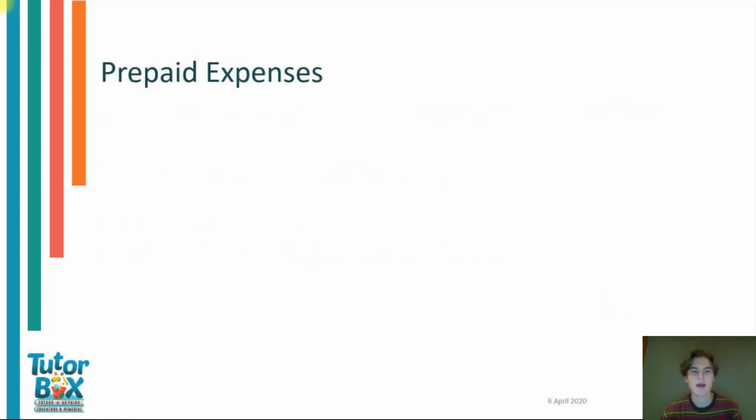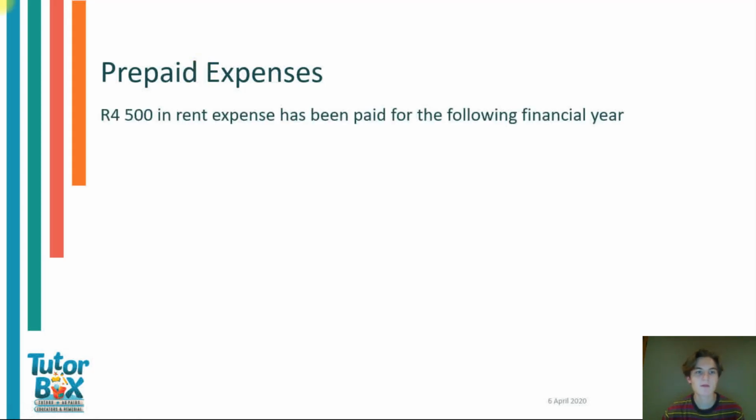Okay, let's have a look at prepaid expenses. So our adjustments example for prepaid expenses says 4,500 Rand in rent expense has been paid for the following financial year. So what does this mean? This means that we have paid 4,500 Rand for the next financial year in rent. So how will we treat this when it comes to our financial statements?